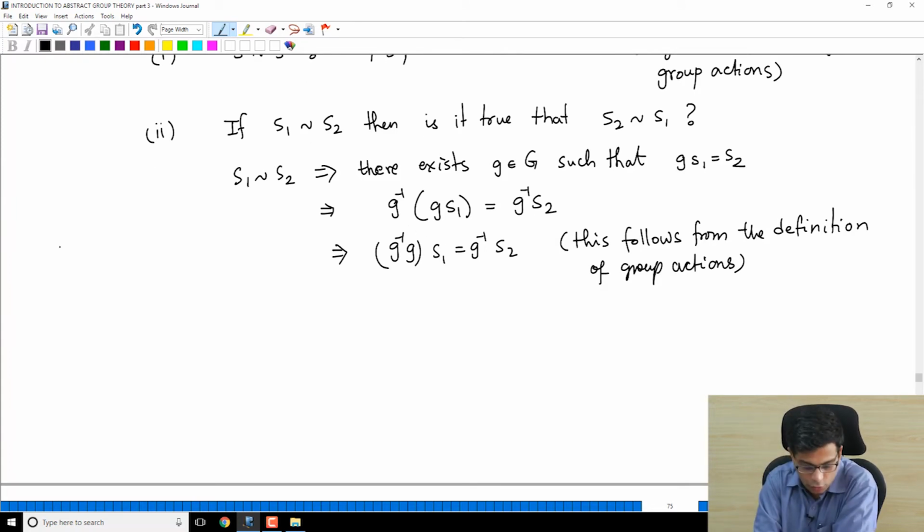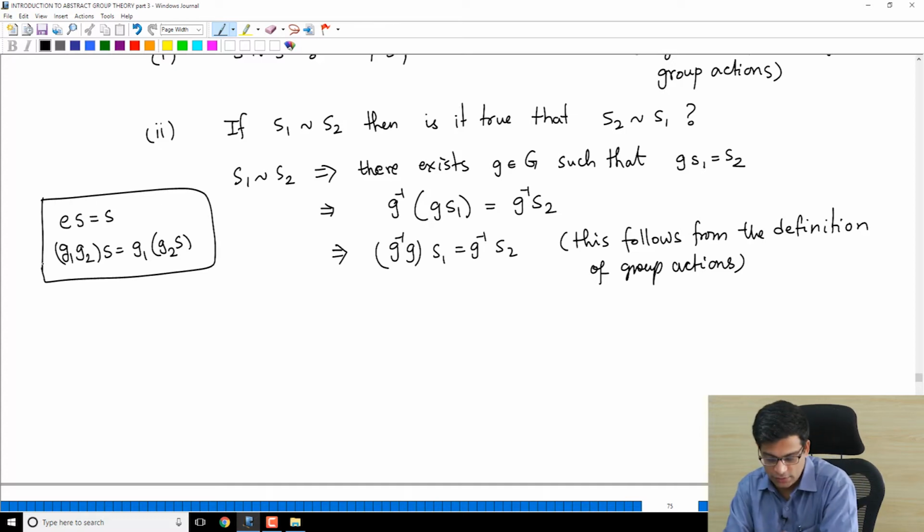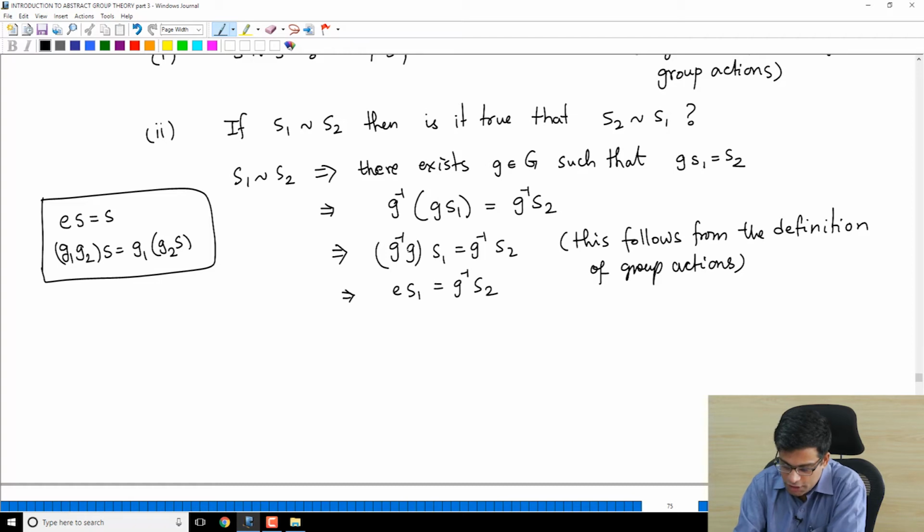What is the definition? Remember, group actions must satisfy two conditions: es equal to s, and (g1g2)s is g1(g2s). These are the defining properties of a group action. So g inverse (gs1) is (g inverse g)s1, but g inverse g is e, and es1, again by the definition of action, is s1. So s1 is equal to g inverse s2. That means there is a group element such that that element times s2 is s1. So s2 is related to s1.